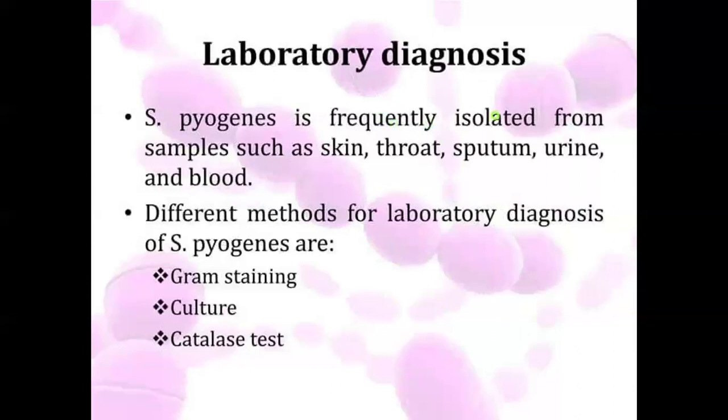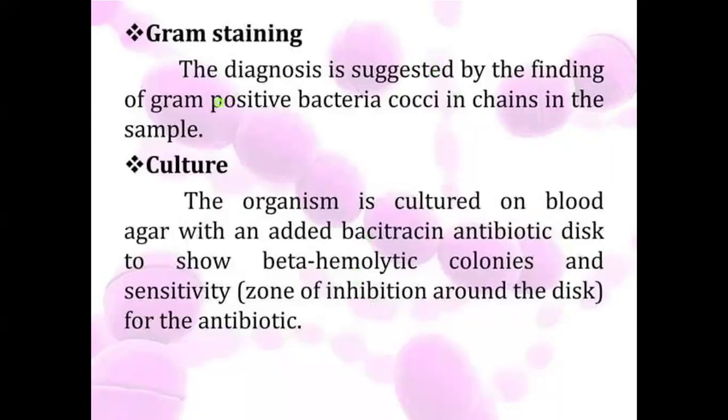Then here are the pictures. For the lab diagnosis, you take a skin sample, a throat swab, sputum, urine, and blood, because these are the sites where the strep pyogenes is infecting. Then the different methods of lab diagnosis: gram stain, culture and catalase test. On gram stain, we know it is gram-positive cocci in chains, as we had said. The culture will be beta-hemolytic, so it will appear clear. Then bacitracin, we said BRAS, bacitracin group B resistant, so it will be resistant.